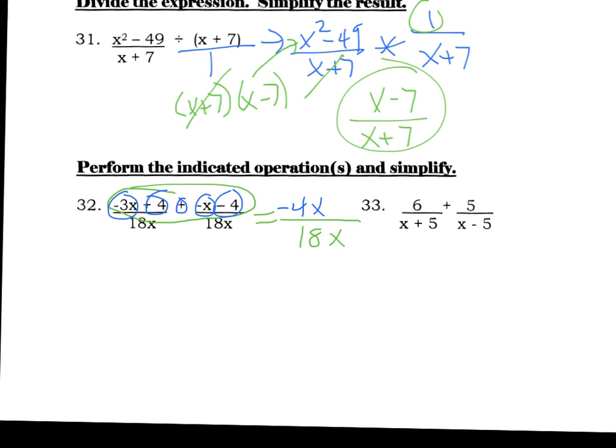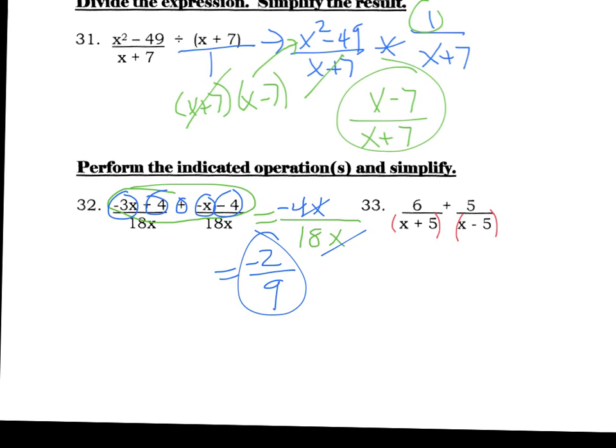Now at this point I'm just going to look and see if I can simplify anything. It looks like the x's are going to cancel out, and negative 4 over 18, I think I can pull a 2 out of that. So negative 2/9 is what that guy should simplify to. A lot of times adds and subtracts won't simplify. This one did. Now in 33, what you will notice is that these denominators are not the same. This guy has an x plus 5, this guy has an x minus 5. Those are two totally different things.